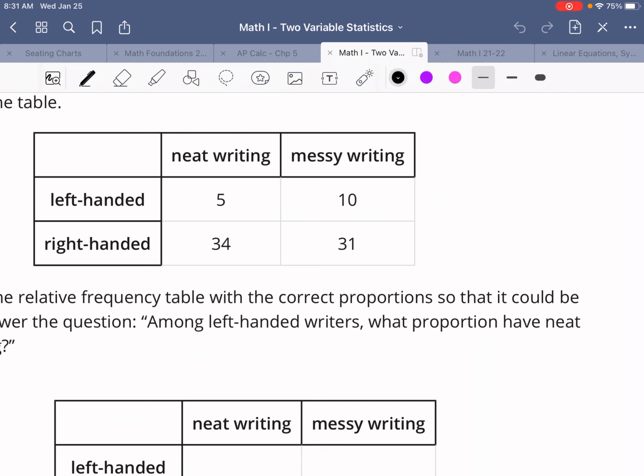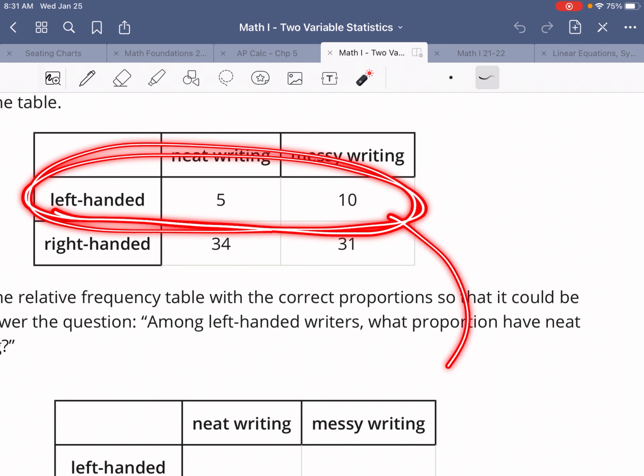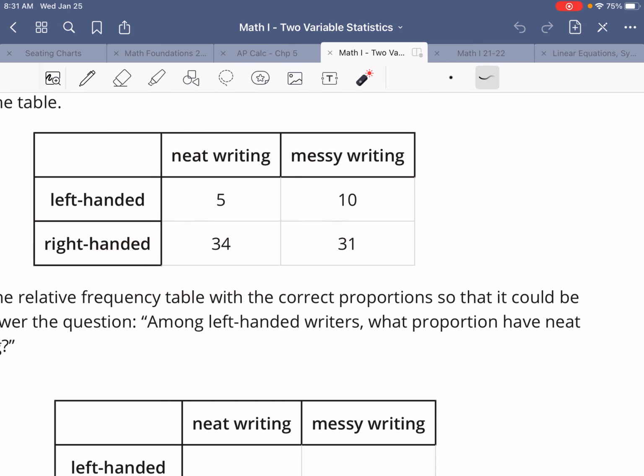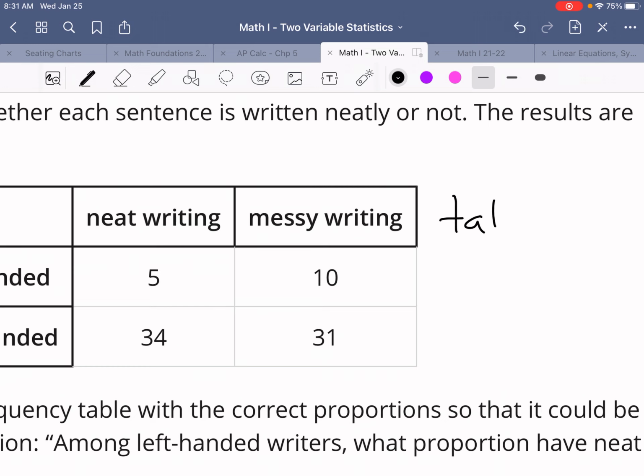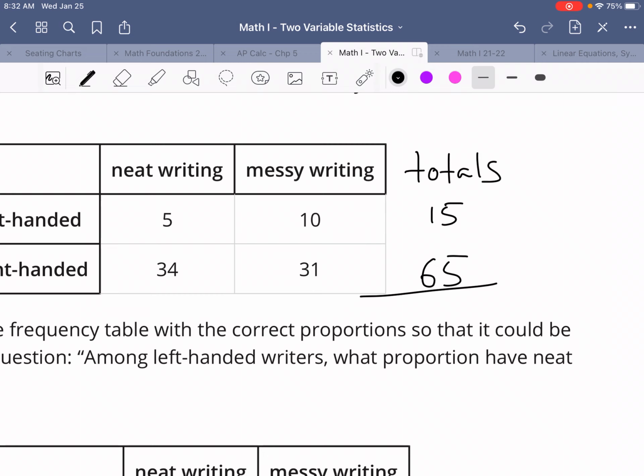Taking a look at this, among the left-handed writers, I'm going to create this table down here using percentages based on just the left-handed writers by themselves. Then I'm going to do the same thing for right-handed writers, and then I'm going to give you an opportunity to try to answer the question on your own. So first, let's get our totals calculated. The total who wrote with their left hand is 15. The total who wrote with their right hand is 65. And if we wanted the total, which we don't necessarily need in this case, it would come out to be 80.